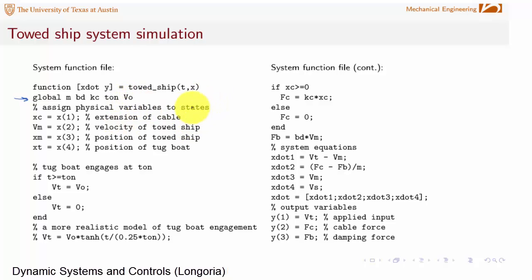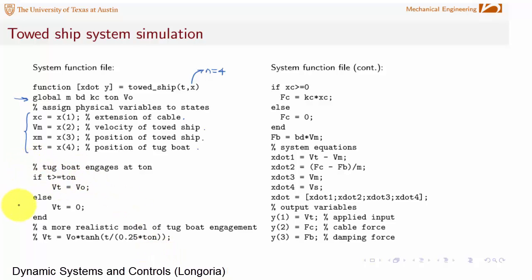And going through here, I'm defining using physical variables the states that come in here, right? So this is size n equals 4. So I have 4 states, and they're all here: the extension of the cable, the velocity of the towed ship, the position of the towed ship, and the position of the tugboat, just as I've just defined. But I put them into these physical variables so that I can more easily write my relationships here.